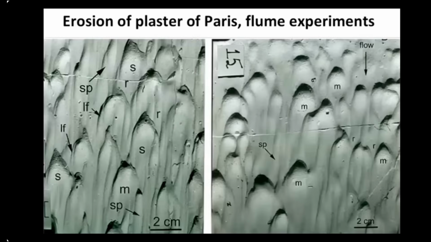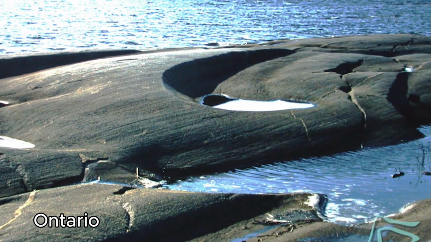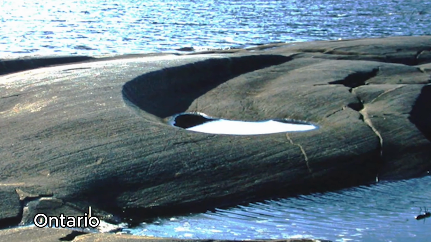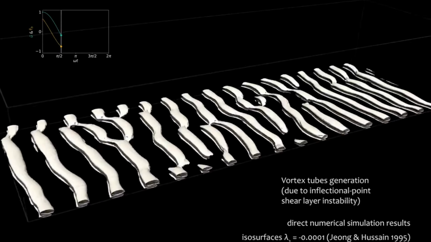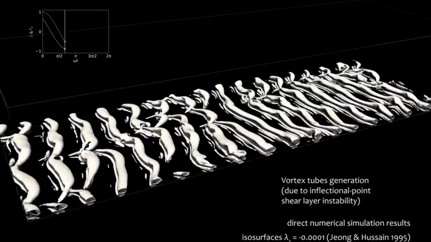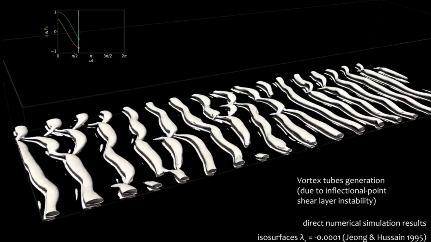There was an experiment where water flowed fast over plaster of Paris, and the same crescent forms were carved. But how does fluid motion actually do this? In this model, these gray tubes represent vortices that spin up from the downstream end. This is called a reverse eddy.